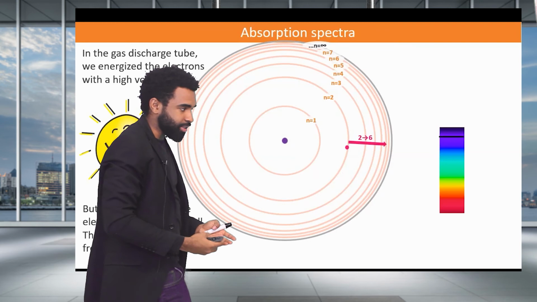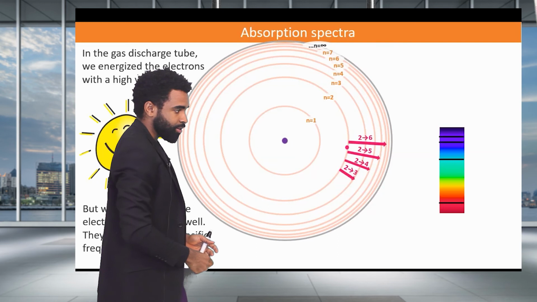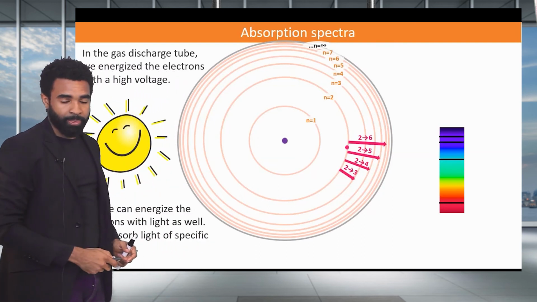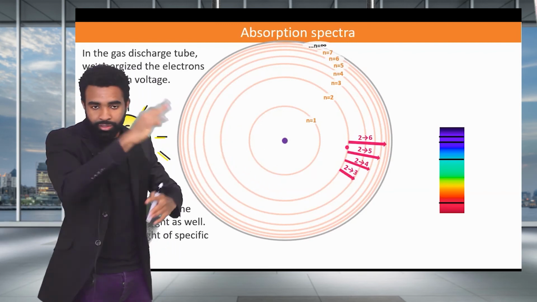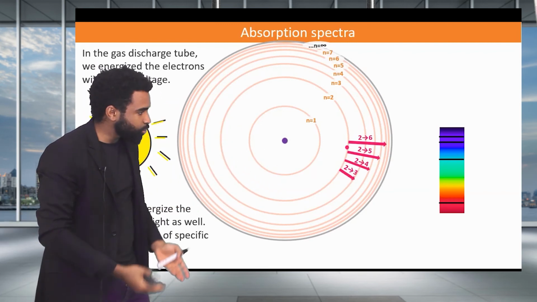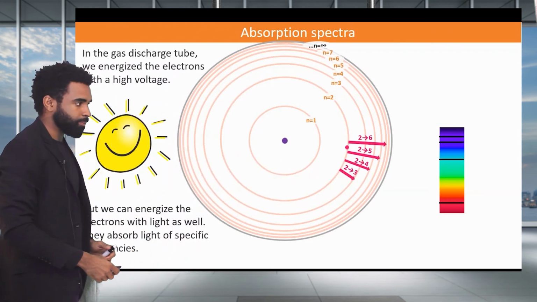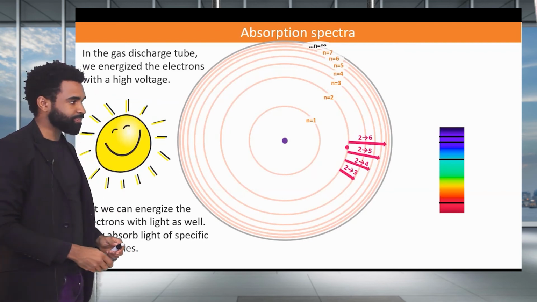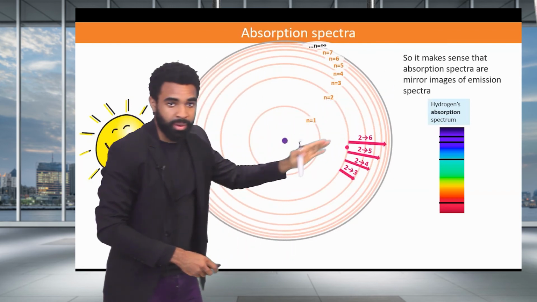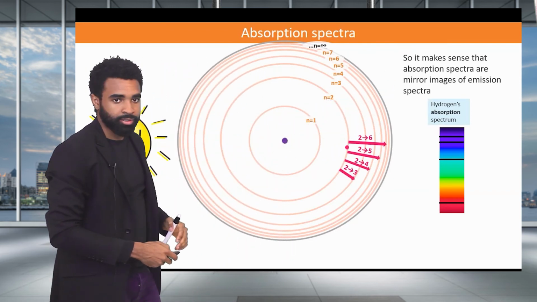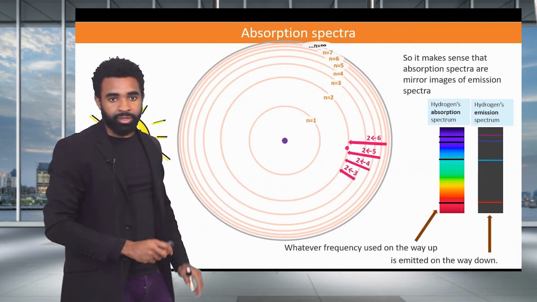That's high energy light. Next up we have 2 to 5 absorbing light of that frequency, 2 to 4 there, and 2 to 3 that lower frequency there. And remember that we're going to have billions of hydrogen atoms in this sample, and so somewhere in there there'd be some electron that's willing to accept that specific wavelength of light in order to jump from 2 to 3. Now it makes sense, therefore, that the absorption spectra are mirror images of the emission spectra. Why?